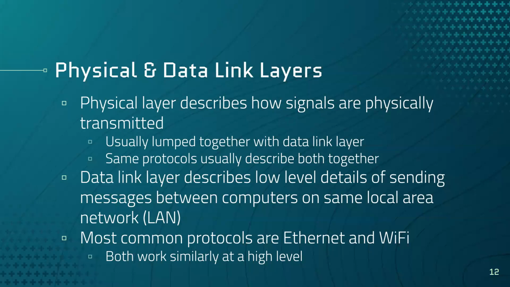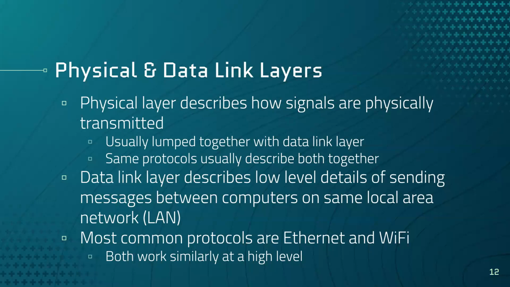Could be a copper wire actually carrying physical electrical signals. Could be a fiber optic cable carrying light across continents. All of those are the physical representation of the data. It's usually lumped together with the data link layer because in order to have the physical layer mean anything, the data link layer has to then take that information and establish a connection.